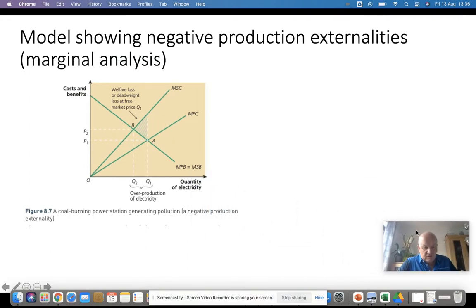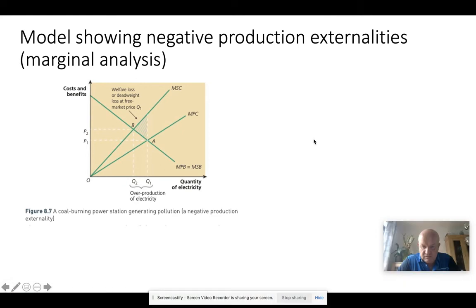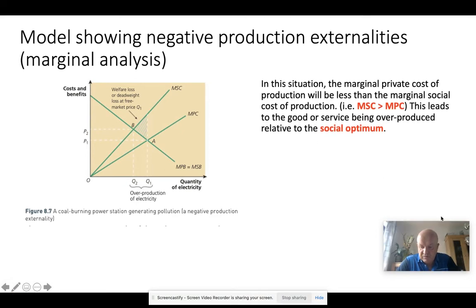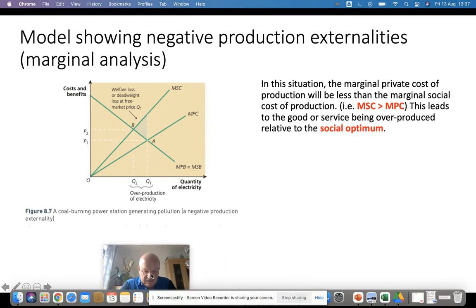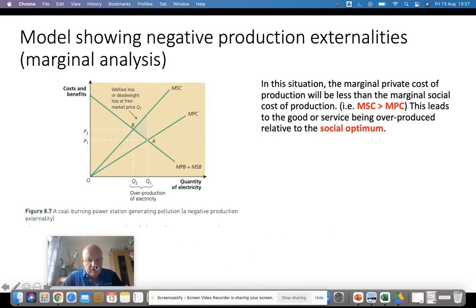If we then take a look at the way in which this whole thing works, okay, so that's pretty much what we've just described. We should actually be able to then show what this means. Okay, so if we take, again, I'm sorry to keep moving myself around, but in the situation we have here, the marginal private cost of production is less than the marginal social cost, okay, as we've just described, and that leads to the good or service being overproduced relative to the social optimum, okay, as we can see there.